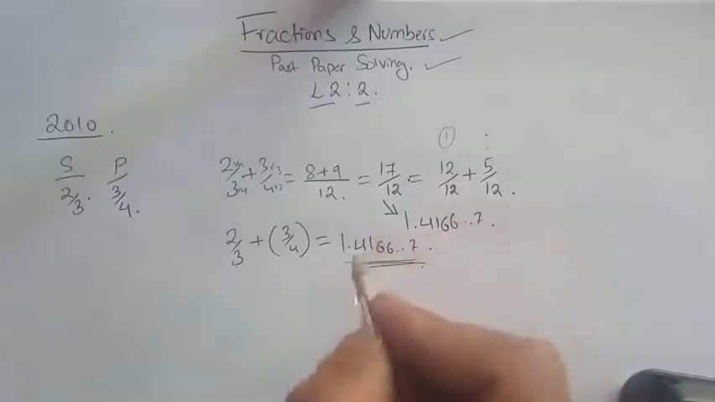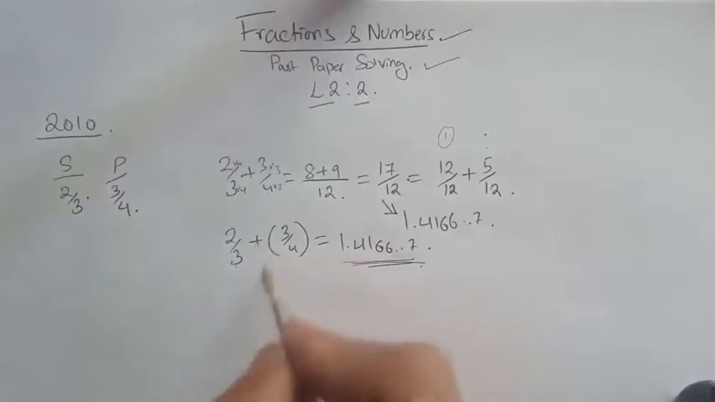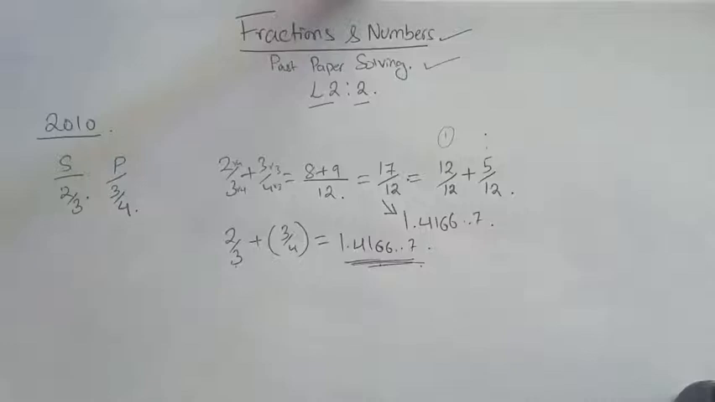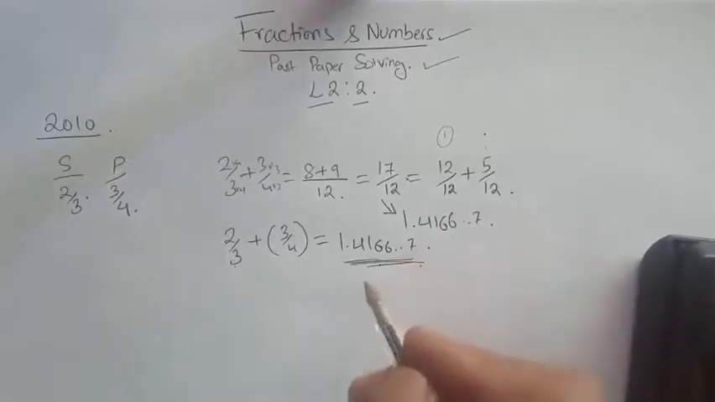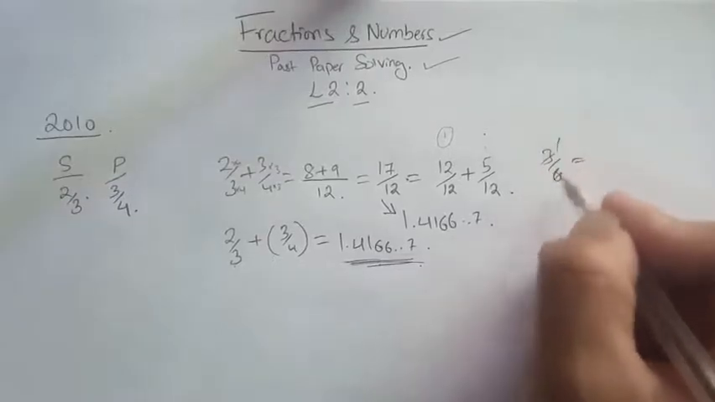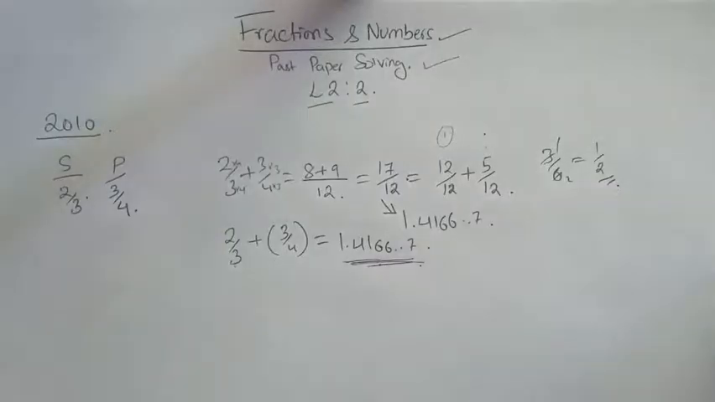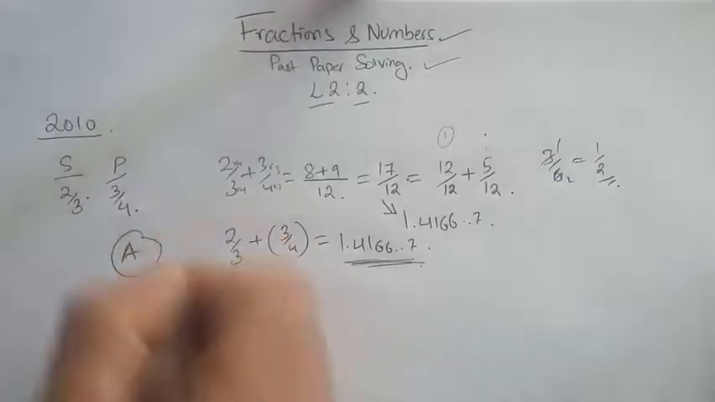In the exam you are allowed to carry a calculator. You can punch it directly into the calculator and get the answer 1.4, so it's more than 1 pie, and more than half a pie. 3/6 of a pie simply means half, since 3 by 6 means 1 by 2, half a pie. So the relationship cannot be determined from the information given is wrong. The correct option, option A, is the correct answer.